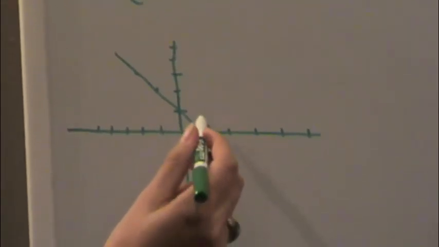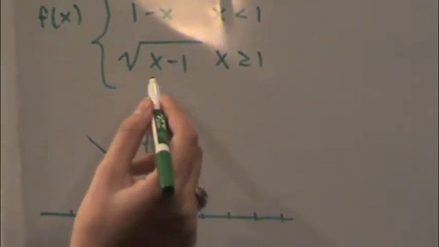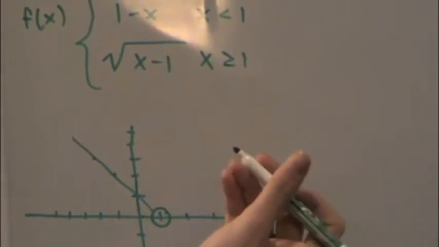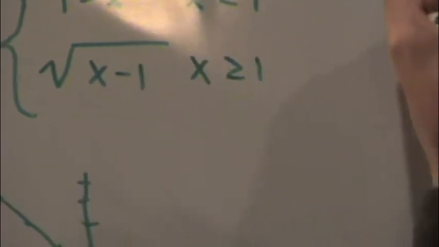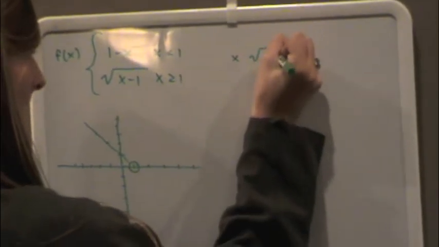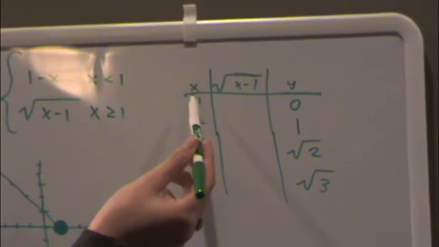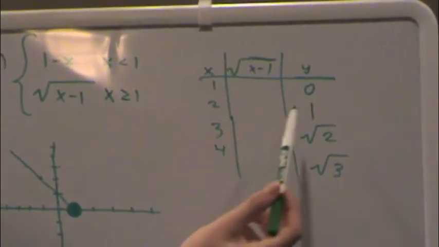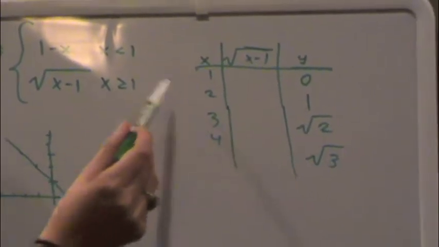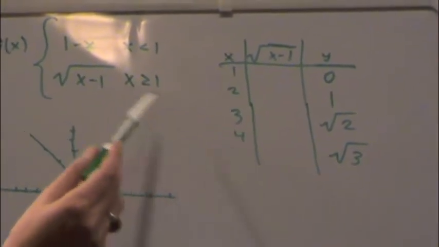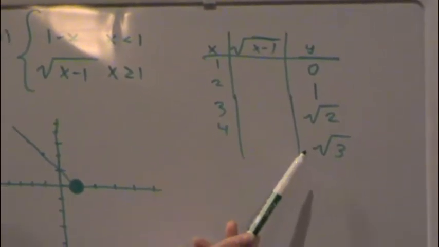Now to find the other half of the equation, you would plug in points for square root of x minus 1, and you could make a chart for this. Now to graph this part, you would plug in points for x, and then get your output for y. So you plug 1 into this and get 0, plug 2 into this and get 1, you plug 3 into this and get square root of 2, and 4 would yield the square root of 3.